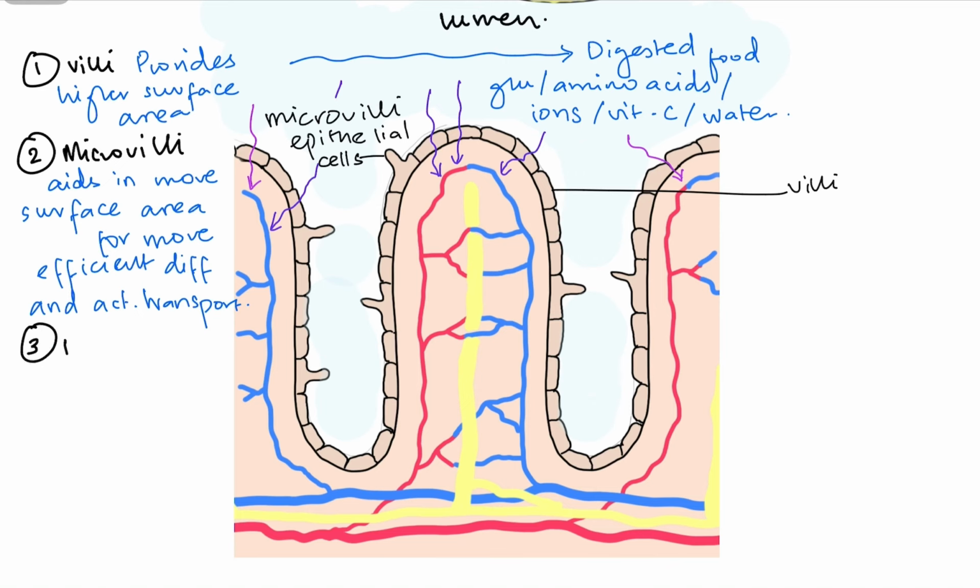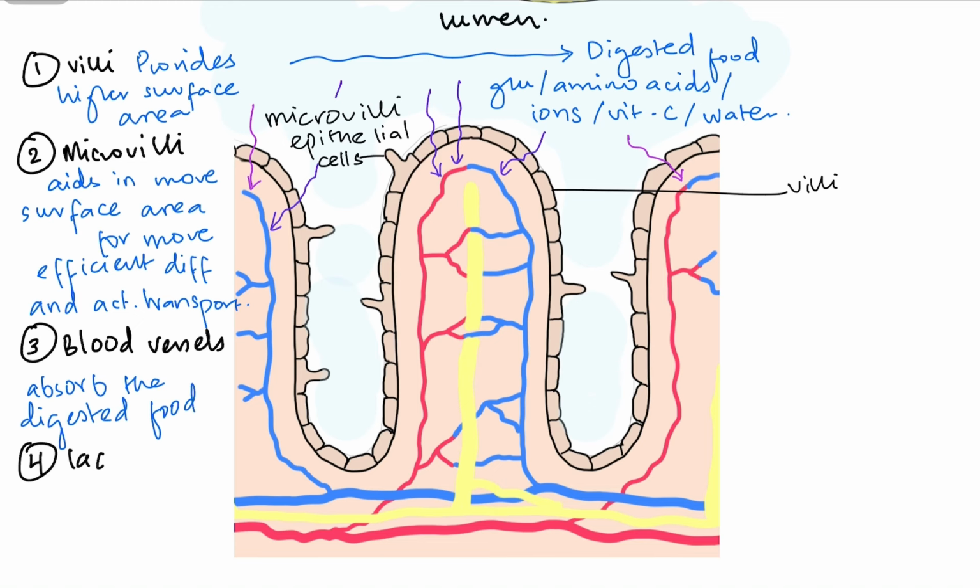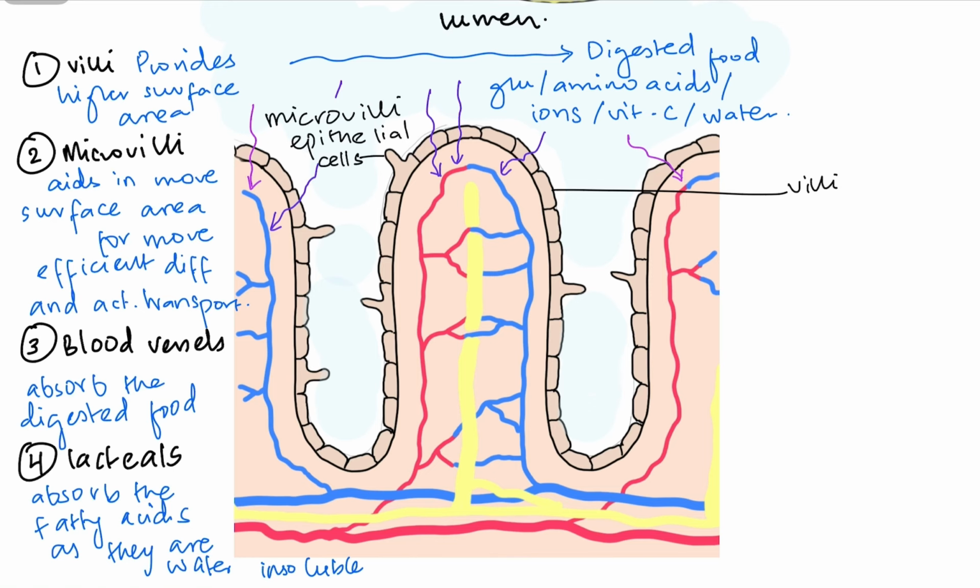Then you can talk about the fact that there are blood vessels, which means blood capillaries, inside each villus to absorb the digested food substances, like all the substances I've named already. Then you can say these yellow blood vessels are known as lacteals, or you can say lymphatic vessels. They absorb the fatty acids because fatty acids are water insoluble. So lymphatic vessel helps in the absorption of fatty acids. And ultimately, fatty acids also become a part of the body by the absorption in villus.